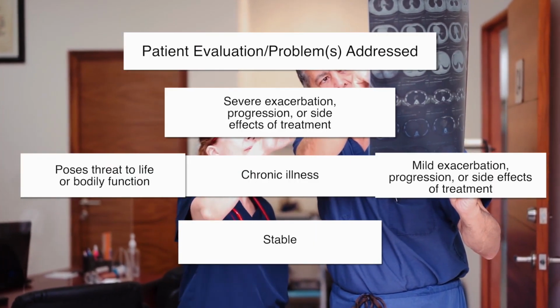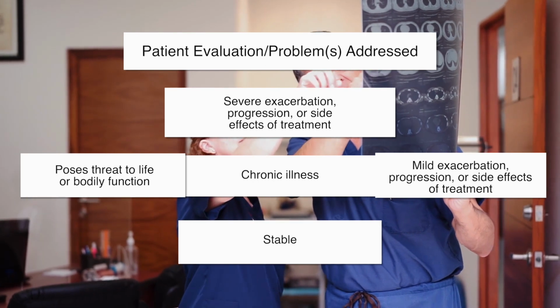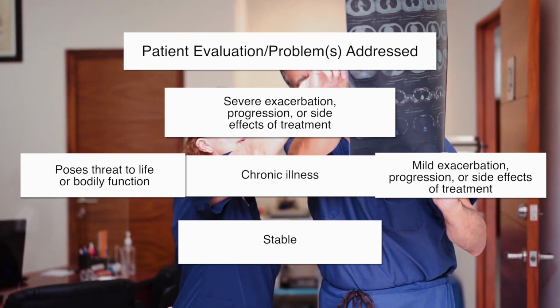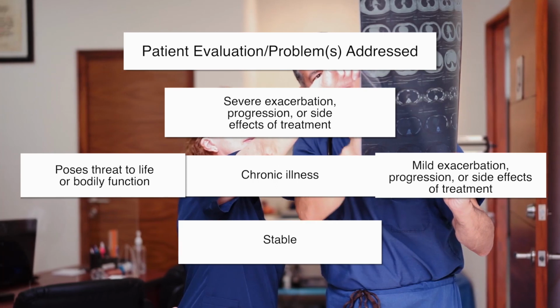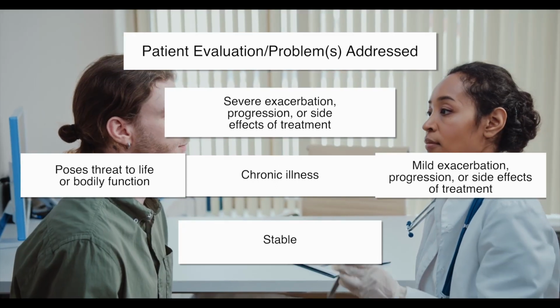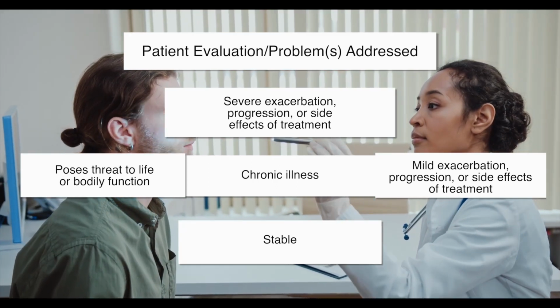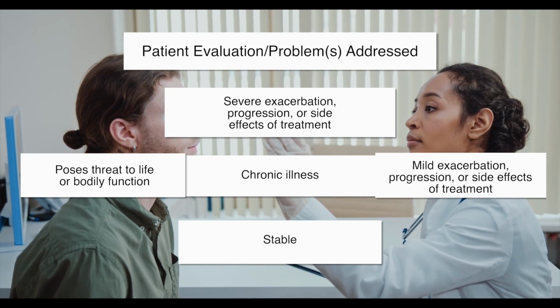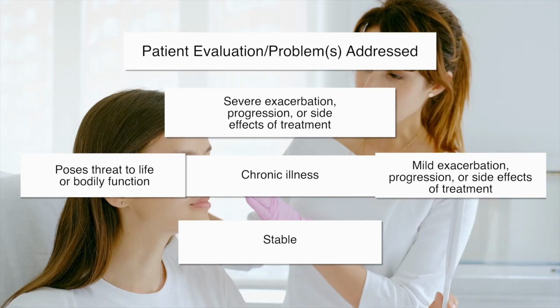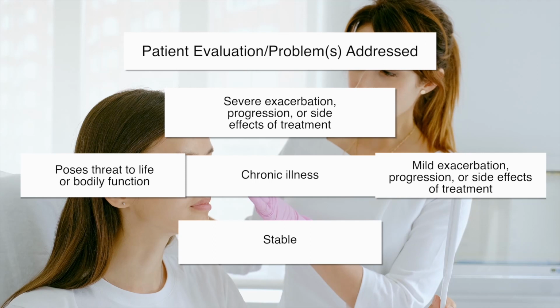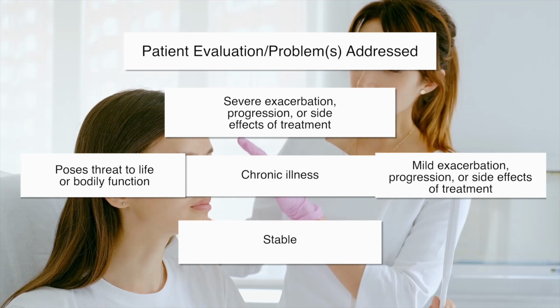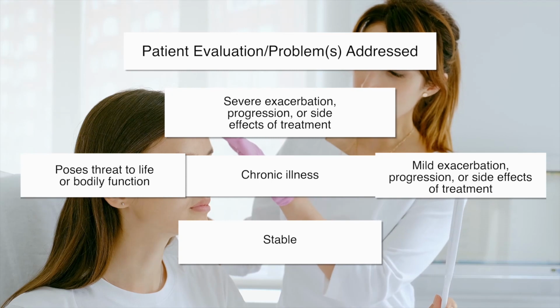Let's see what details to document if the condition being addressed happens to be a chronic illness. Is the chronic illness stable or exacerbated? If exacerbated, is the exacerbation mild or severe? Is there a progression or side effects of treatment of the chronic condition? Is the chronic condition now posing a threat to life or bodily function?